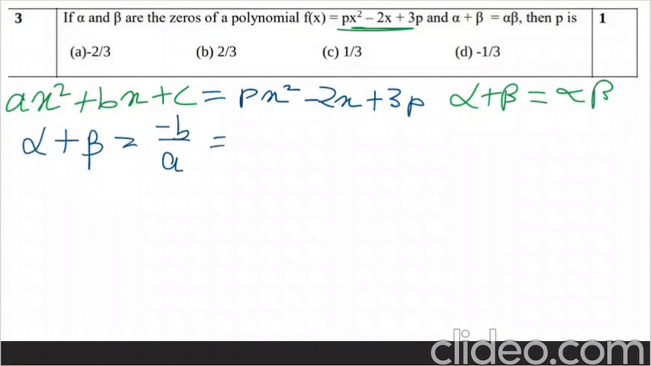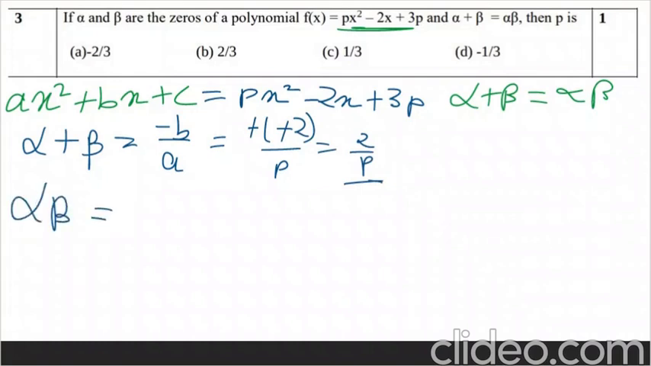Now, what is minus b? Minus b is minus of b. So, b is minus 2. So, minus of minus 2 divided by p. The minus minus gets cancelled, it becomes 2 by p. First one. So alpha plus beta is 2 by p. Now, what is alpha into beta? Alpha into beta will be c by a, correct? C is 3p divided by a, which is p, correct? So, p and p get cancelled out, I get the answer as 3.